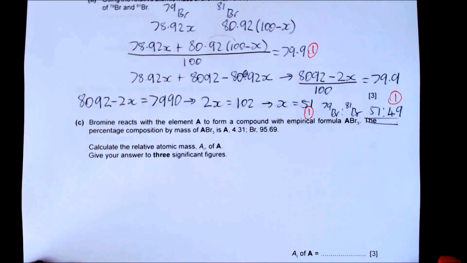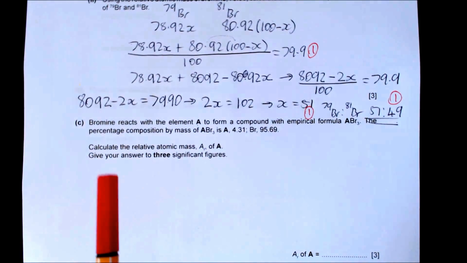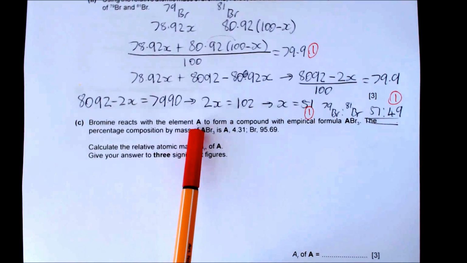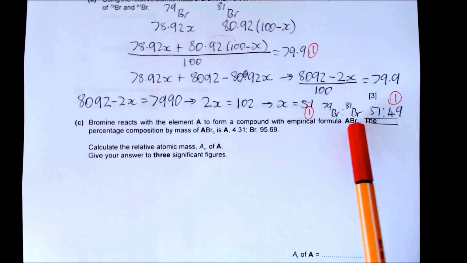Okay, right, question C, or part C. It says bromine reacts with the element A to form a compound with an empirical formula ABr3.